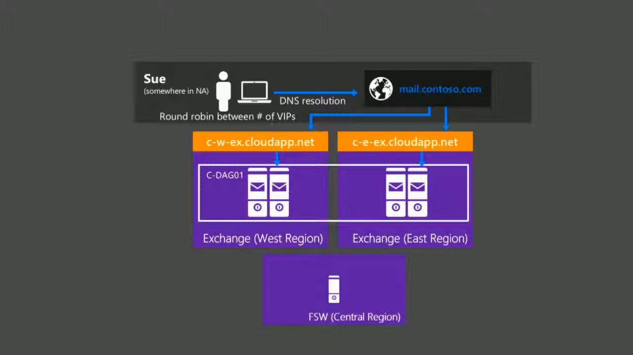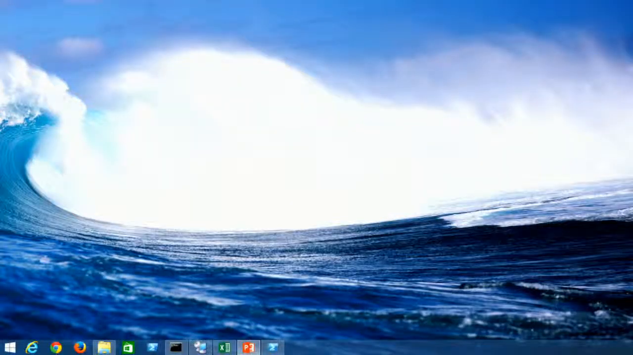I'm going to expose 2 VIPs, 2 load balanced virtual IPs with particular namespaces, C-W-EX, so that's Contoso West, C-E-EX, Contoso East Exchange, .cloudapp.net. It's the Cloud App namespace that you get with Azure. And then if I just follow the preferred architecture, I could use the IP addresses associated with those VIPs, round robin between them in DNS, and expose that as mail.contoso.com. And that's effectively what I'm doing right here.